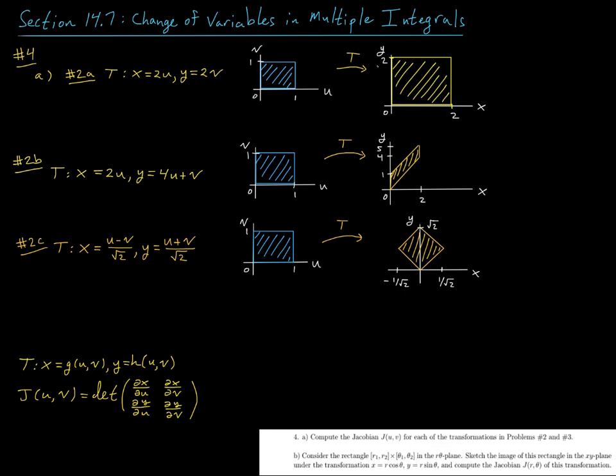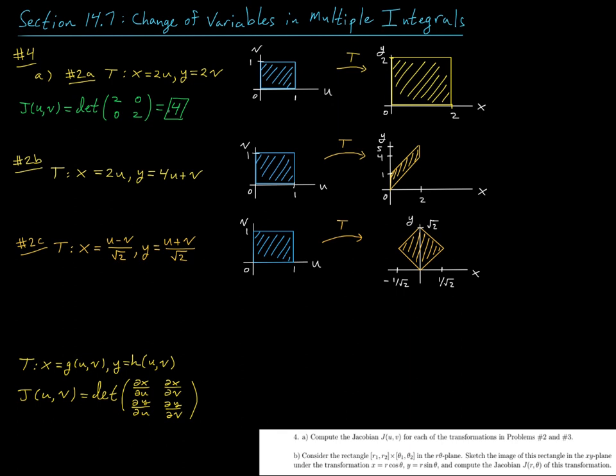Okay, so to illustrate, let's go ahead and look at the transformation from problem 2, part A, where x is 2u and y is 2v. So the Jacobian here is going to be the determinant of the following matrix, right? I want the u derivative of x, that's going to be 2. And then I want the v derivative of x, that'd be 0 because x is independent of v. Then I want the u derivative of y, and that's going to be 0. And then I want the v derivative of y, and that's going to be 2. Okay, so I'm going to get 2 times 2 minus 0 times 0. That's going to give me a Jacobian of 4.